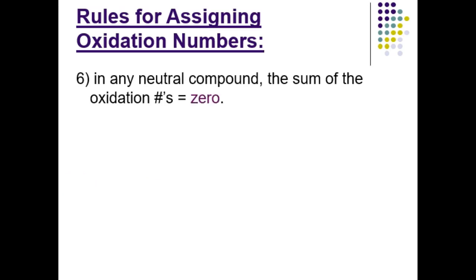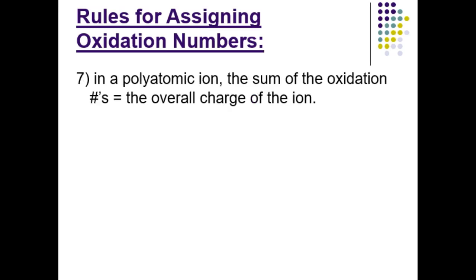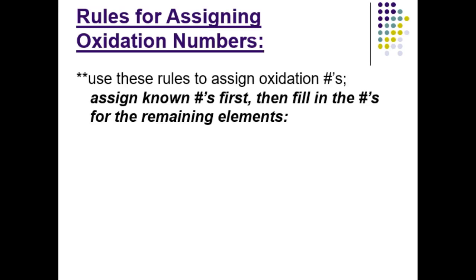Rules for assigning oxidation numbers continue: any neutral compound has a sum of 0. That's kind of why we do those ionic compounds, and we were trying to get to 0 so that we don't have any charges on them, okay? All right, so polyatomic ions, we're going to basically use the charge that's given on the chart, okay? All right, so here's some other rules. Use these rules to assign oxidation numbers: fill in the ones that you know first, and then fill in the rest.